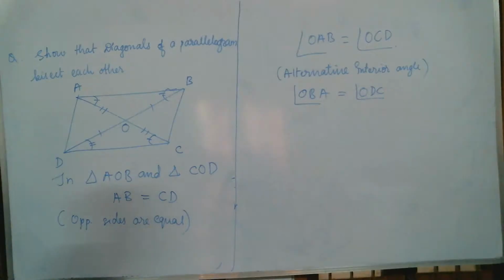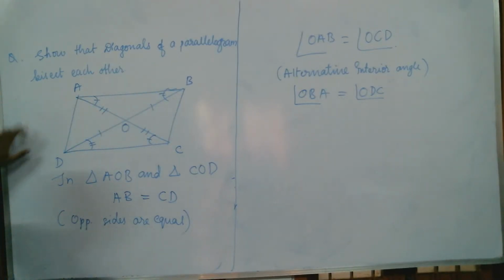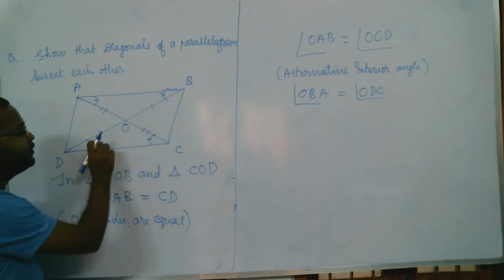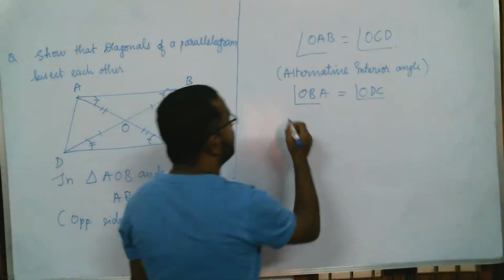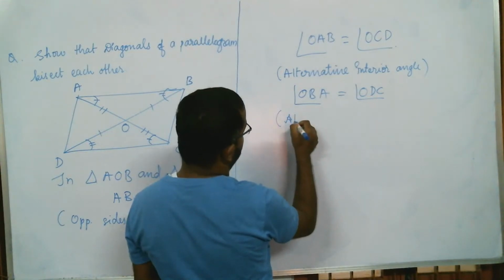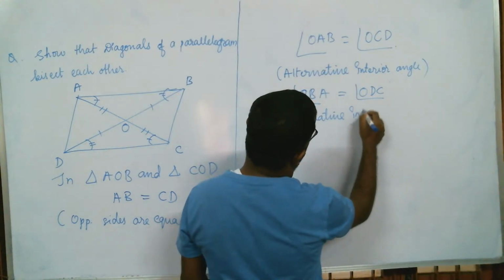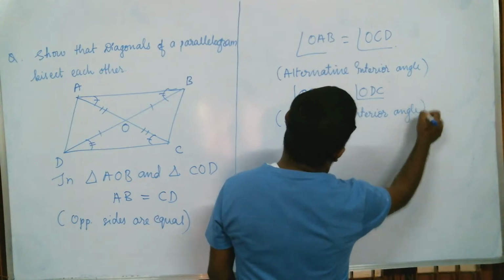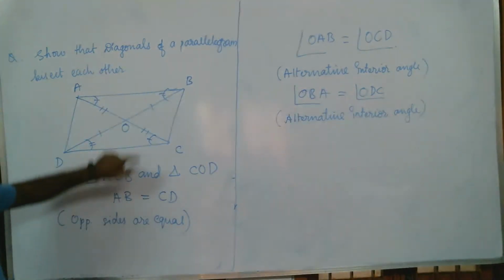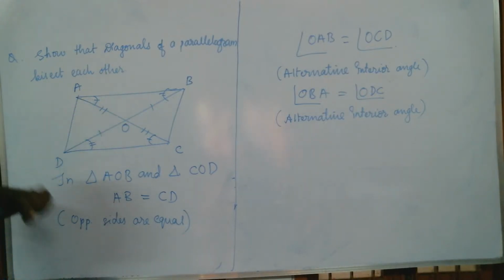So why are these two angles equal? Same reason. These two are parallel lines, and now this is your transversal. So when this is your transversal, these two angles are alternate interior angles. Okay. So because they are alternate interior angles, now see here, we got angle, we got side, and again we are having one more angle.